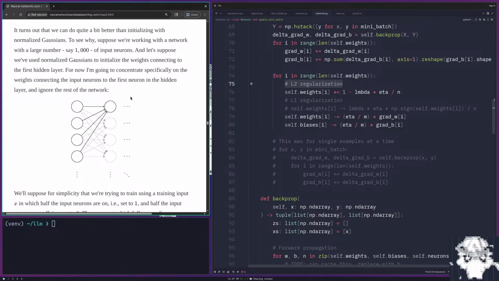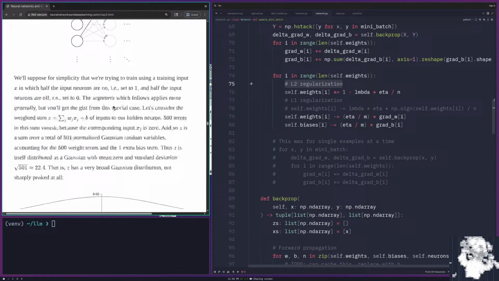It turns out we can do quite a bit better than initializing with normalized Gaussians. To see why, suppose we're working with a network with a large number, say 1,000, of input neurons, and let's suppose that we've used normalized Gaussians to initialize the weights connecting to the first hidden layer. For now, I'm going to concentrate specifically on the weights connecting the input neurons to the first neuron in the hidden layer and ignore the rest of the network. Okay, so input layer, everything going into this one first hidden neuron.